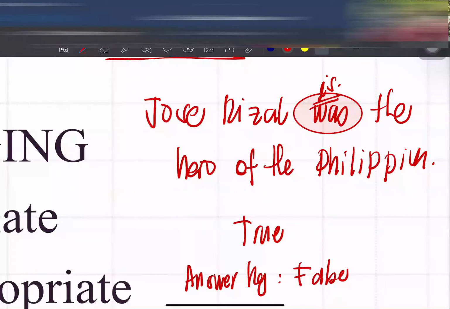Now, if you're getting my point here, if this is your emphasis, the is or the was, you are making your students confused. So kung hindi tenses of the verb yung topic mo, huwag kang magganon sa exams mo. Kasi hindi naman yan ang focus mo.